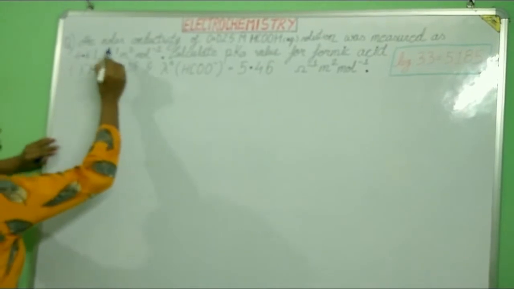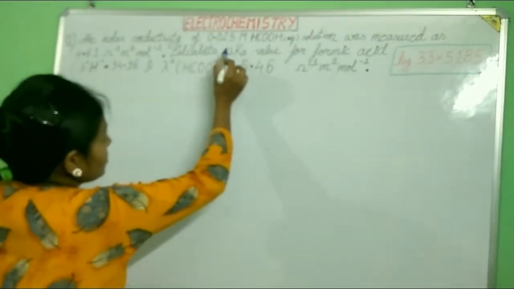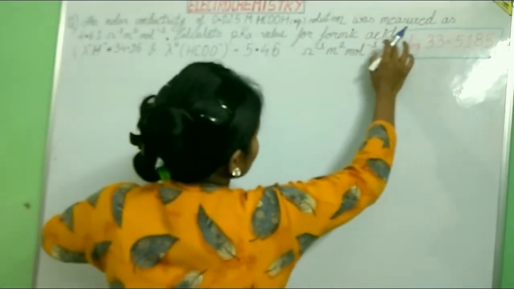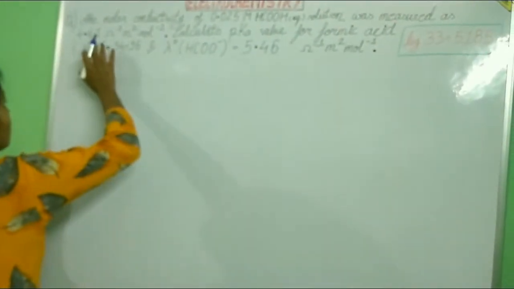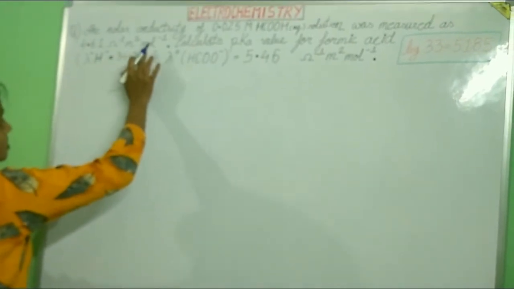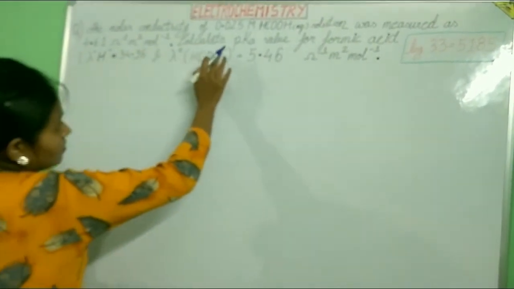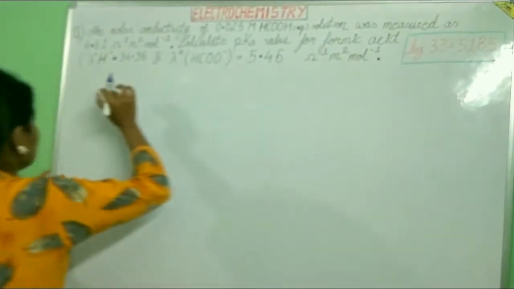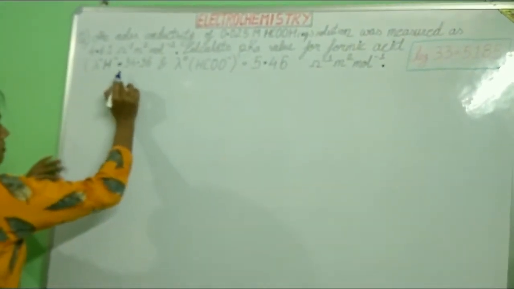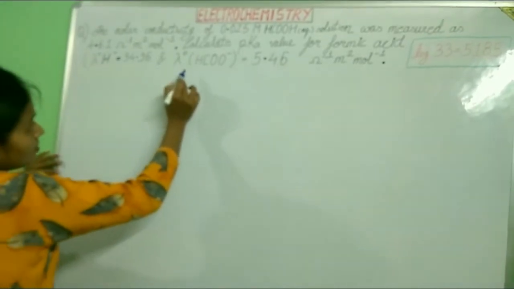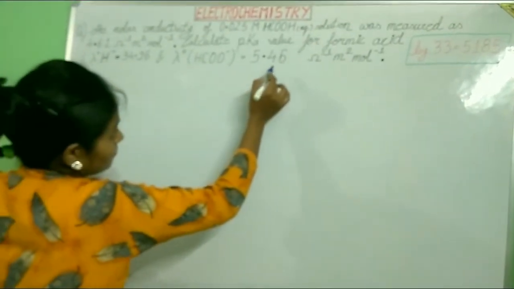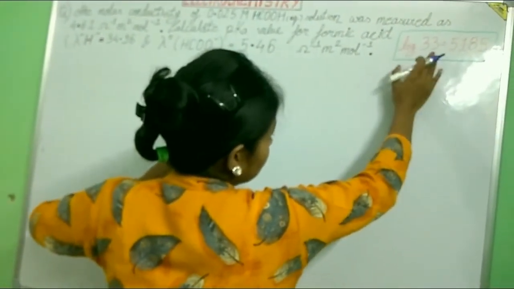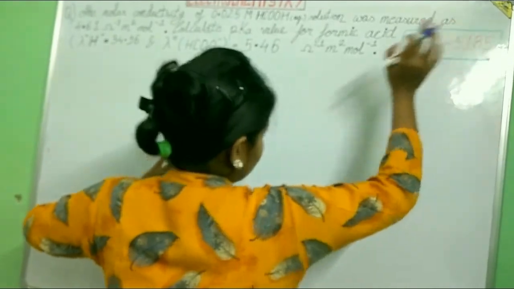Yes, the molar conductivity of 0.025 molar formic acid aqueous solution was measured as 4.61 ohm minus 1 meter squared mole minus 1. Calculate the pKa value for formic acid. And lambda naught for H plus is given as 34.96 and lambda naught for HCOO minus is given as 5.46. And here for the help or hint, it is given log 33 equals 5185.